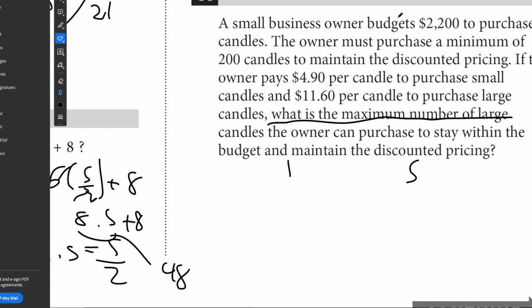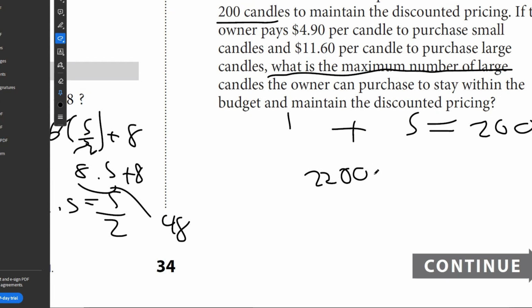All right. So it's saying that the owner must purchase a minimum of 200 candles. So L plus S is equal to 200. All right. And the owner budgets $2,200. So we have to keep our L maximum and S minimum, and we will stay in this budget.